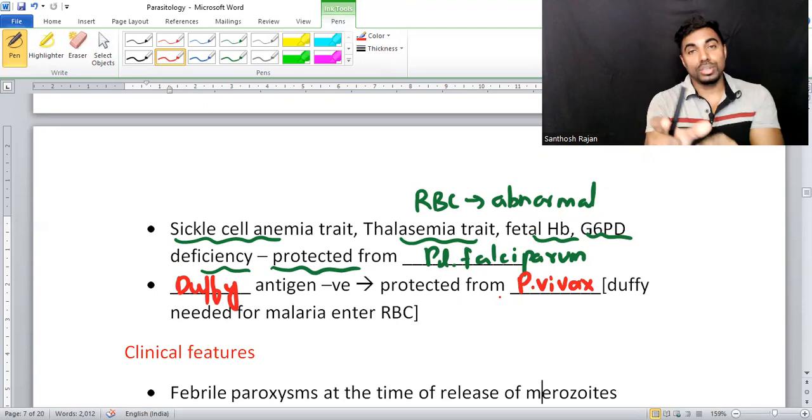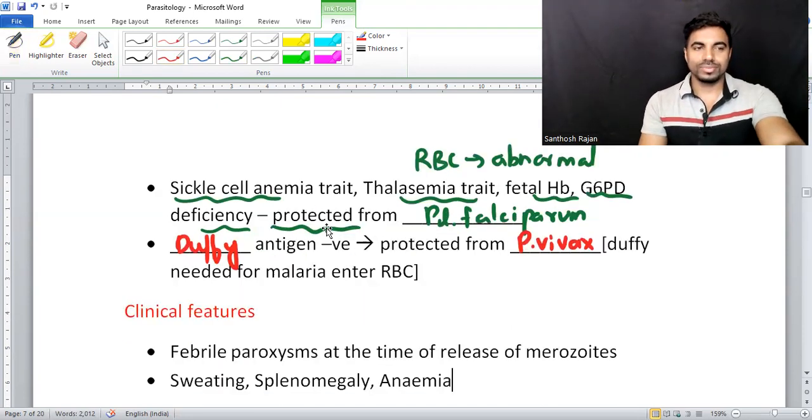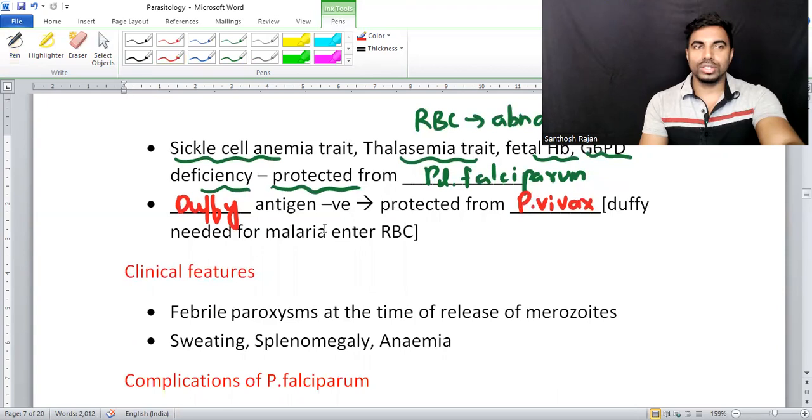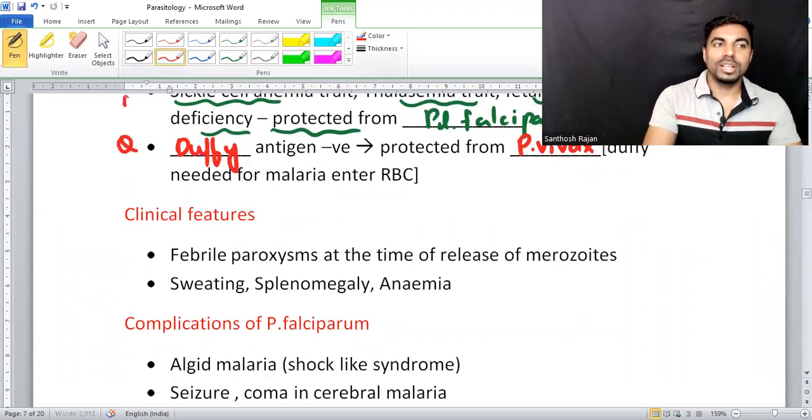Remember, Duffy positive is dangerous. I mean, if it's positive, Vivax will go more. If it's negative, then no problem. It will not go. Okay, that's important. That's it. Okay, you got it. So these are some of the common, confusing things, but important things.